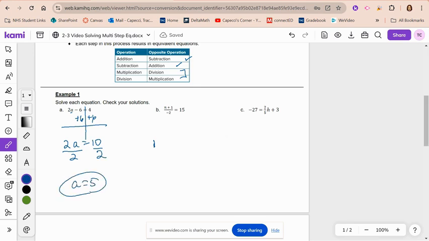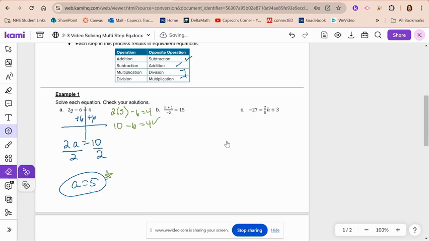equal to 5. Now, I'm not going to check all of my answers in this video, but we'll do some. So it means wherever I see an a, I'm going to put a 5, and I'm just going to see if that's true. So 2 times 5 gives me 10, minus 6 equals 4. That looks good. So I know that my answer is correct. Okay. All right, let's look at the next one.